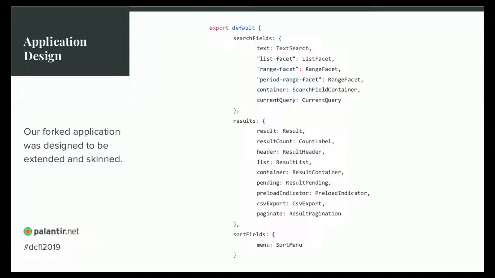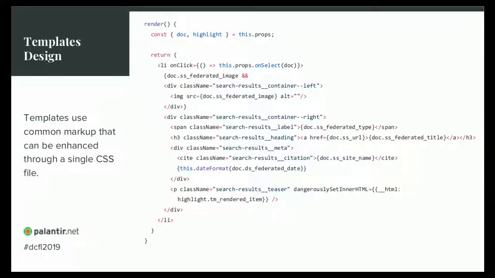Our forked application, I love it. We call it the forked application. The biggest difference, I think, between our version and their version is that it's designed to be extended, designed to be skinned. There's some pretty simple stuff in the way the React application is built. I'm not going to dive into the technical details there, but these are the things we're expecting to return from the search query. The templates use very, very common markup that can be enhanced with a single CSS file.